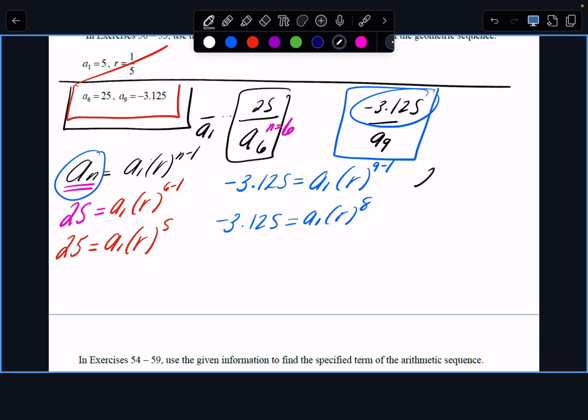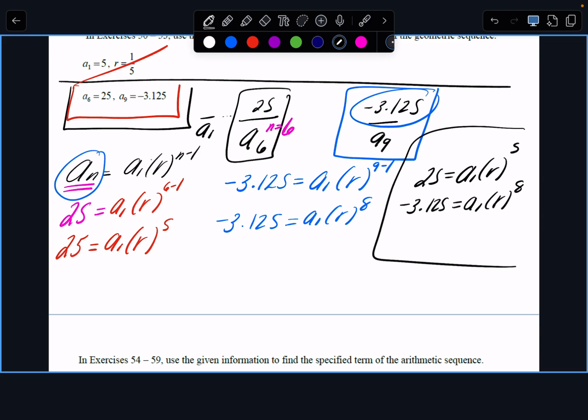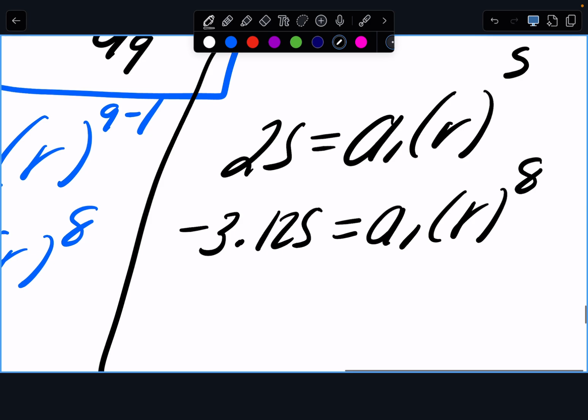Let's line them up. This is a system of equations. 25 equals a sub 1 times r to the 5th. And negative 3.125 equals a sub 1 times r to the 8th. We're solving a system of equations right here.